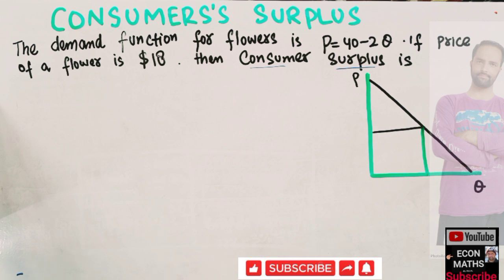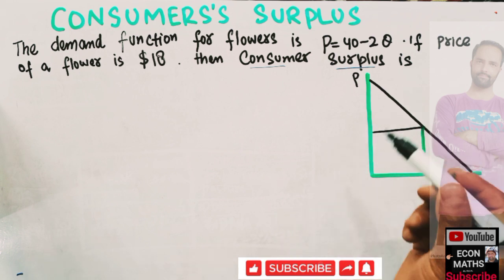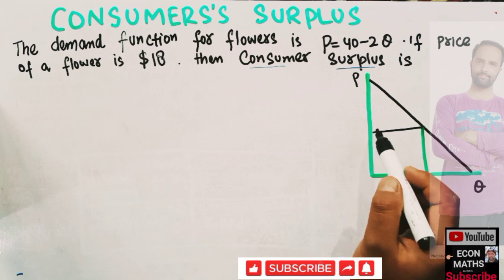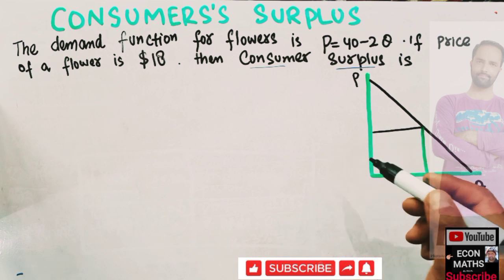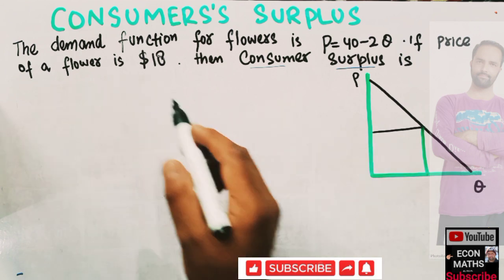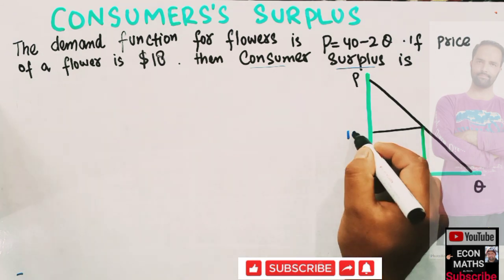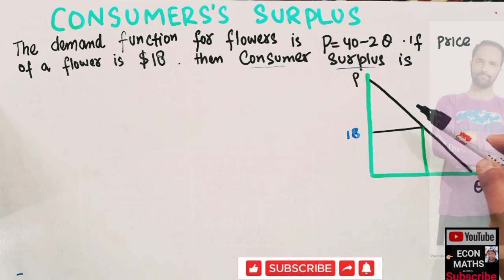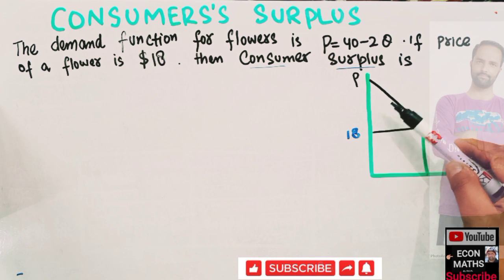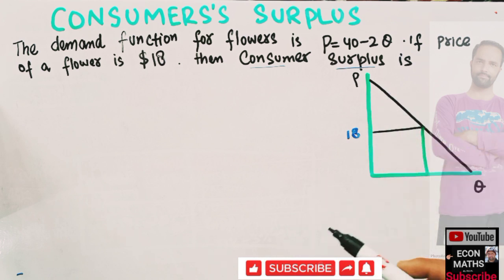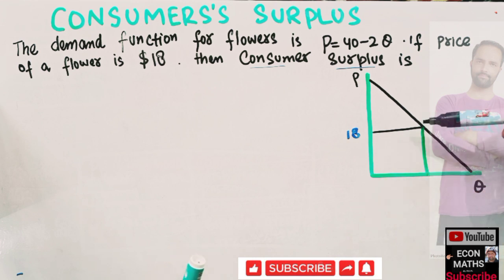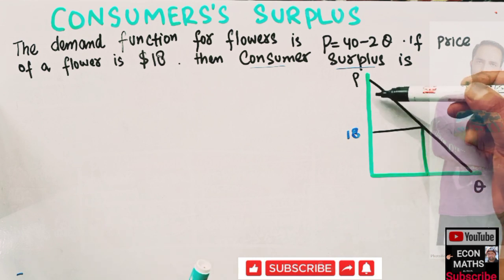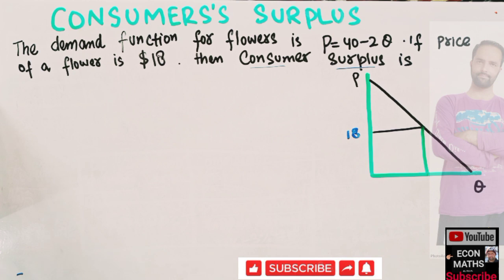Now consumer surplus is simply the difference between the price a consumer pays for an item and the price he would be willing to pay rather than do without it. Our price is being given as 18. Any price which is above the equilibrium price and below this demand curve gives us the consumer surplus. So the area above the equilibrium price and below the demand curve will give us the consumer surplus. How do we calculate it?